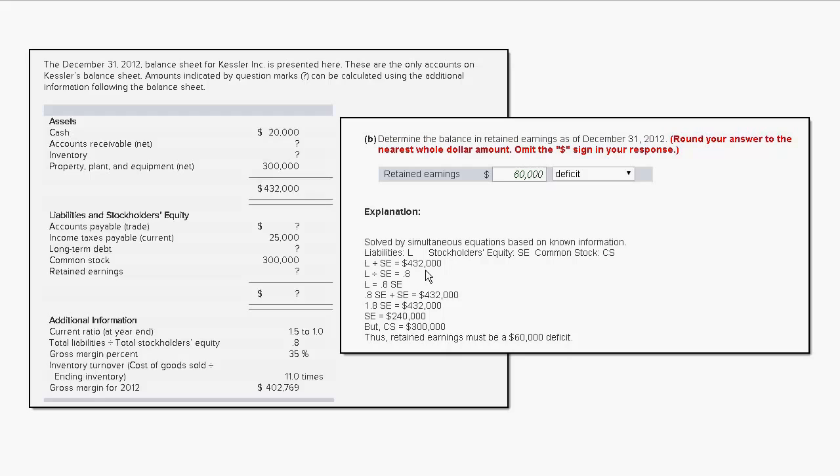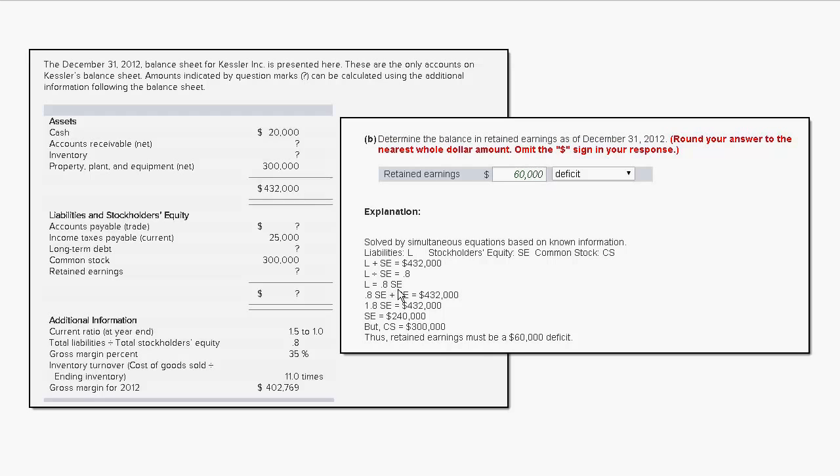The next piece of information they give us is this one right here. Total liabilities divided by total stockholders' equity is 0.8. Now, what that means is that liabilities would be equal to 0.8 of stockholders' equity, right? Total liabilities divided by total stockholders' equity is equal to 0.8. So we can convert that to this equation right here. Liabilities equals 0.8 of stockholders' equity.